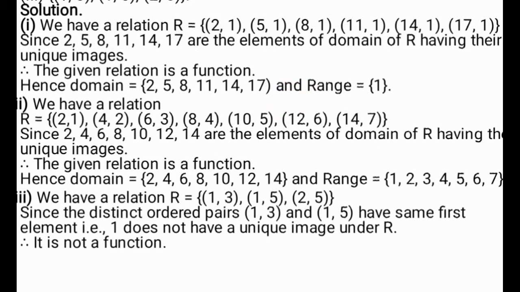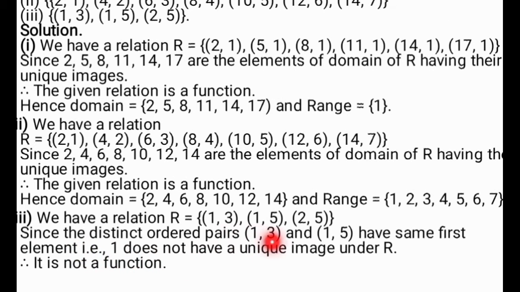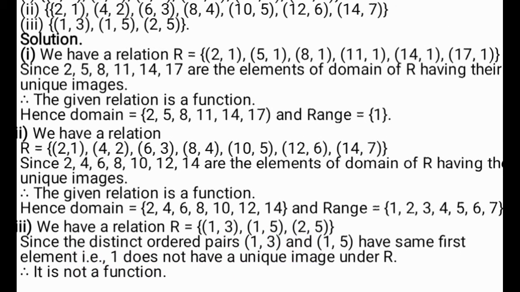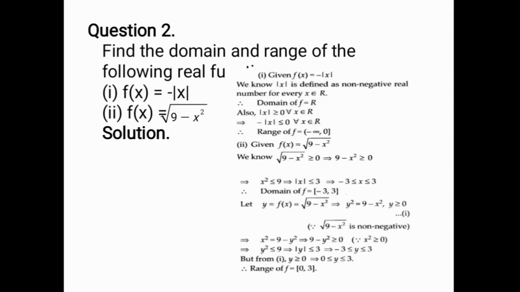Third one, the relation {(1,3), (1,5), (2,5)}. Since the distinct ordered pairs (1,3) and (1,5) have the same first element, that is 1, it does not have a unique image under R. Therefore, it is not a function. Next, second question.